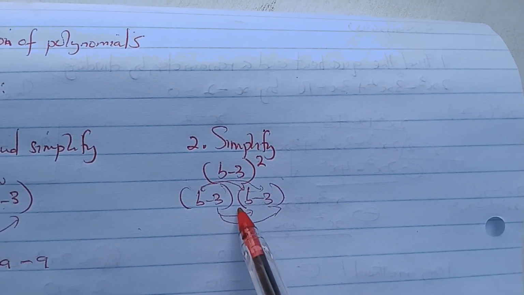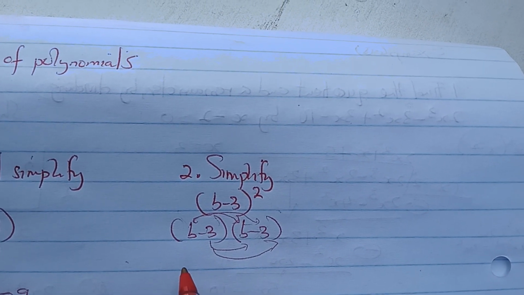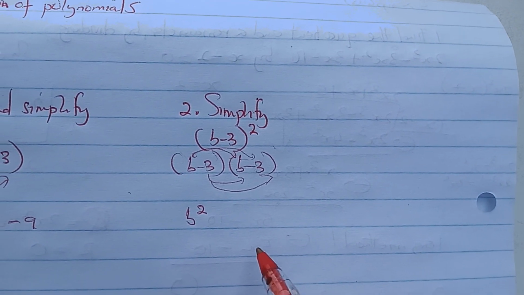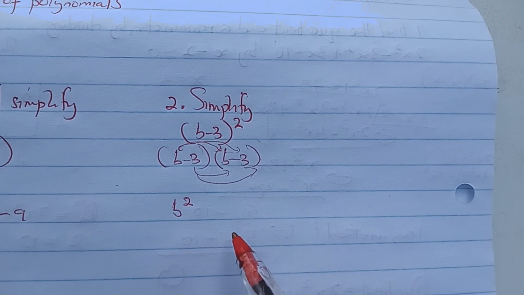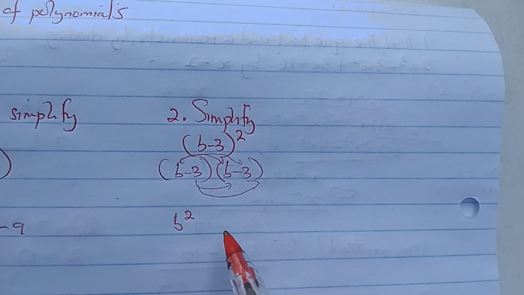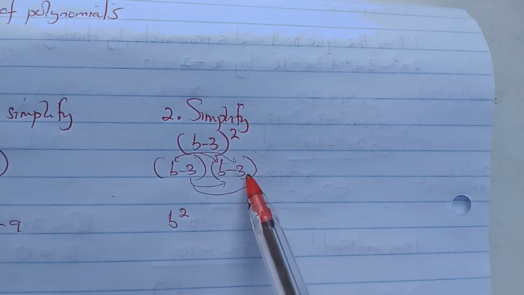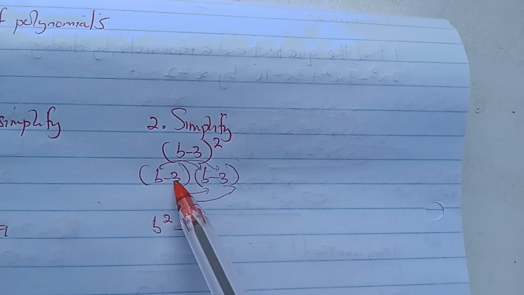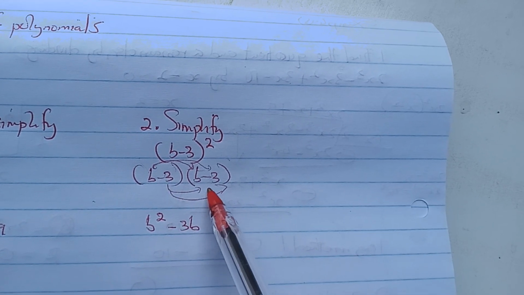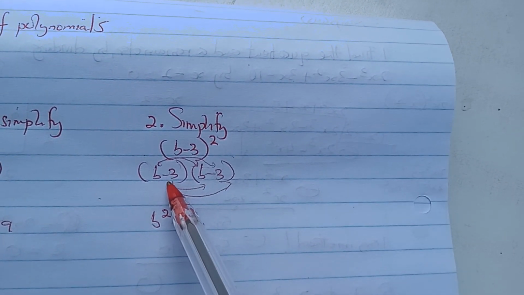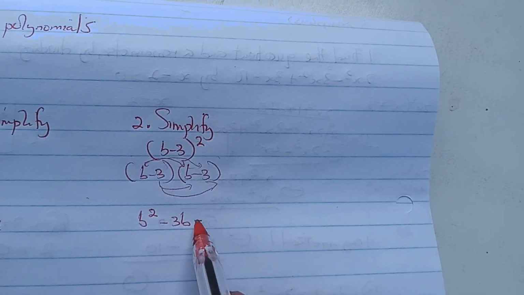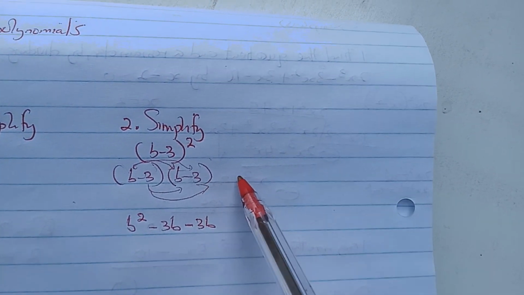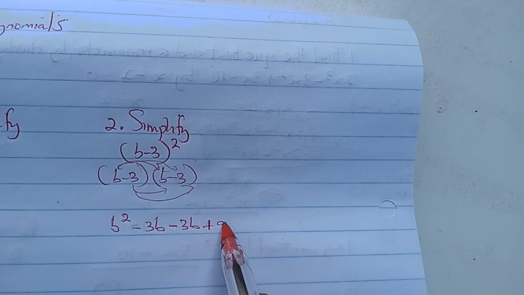Okay, now b by b, the answer is b to the power of 2. I'm sure you know how it ended up being b to the power of 2. And then this b by a negative 3, the answer is a negative 3b. We now move on to this -3 in the first bracket and multiply it by each term in the second bracket. So -3 by b, the answer is -3b as well. And then this -3 by that -3, the answer is a positive 9.